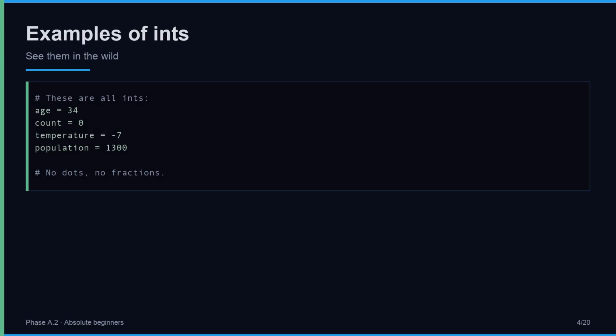Here are some ints in the wild. Age 34. Count 0. Temperature -7. Population 1300. Notice what they have in common. Every one is written as digits, with an optional minus sign, and no decimal point anywhere. These are all whole numbers, so they are all ints. Python stores each one exactly as written, with no rounding, no approximation, because whole numbers are clean and exact by nature. Clean digits, no dots.